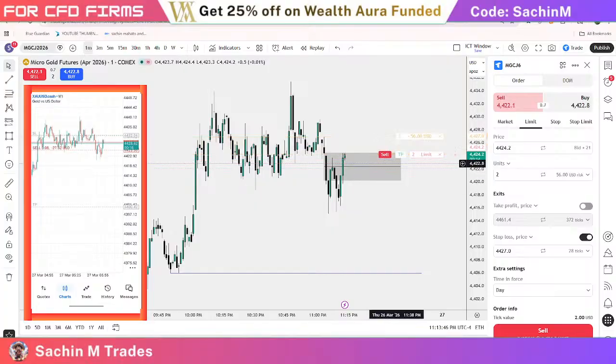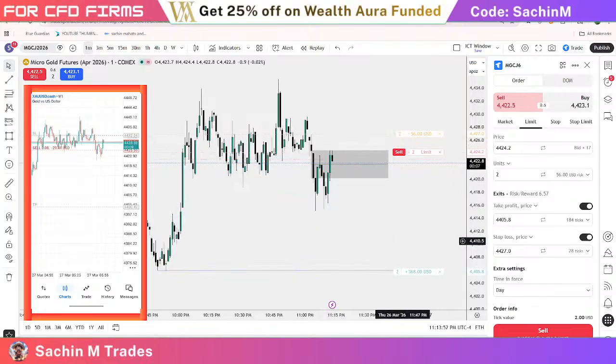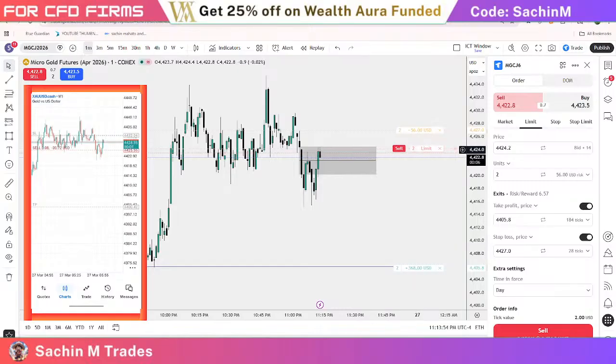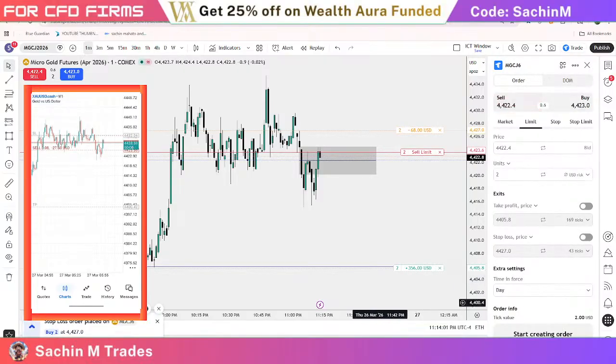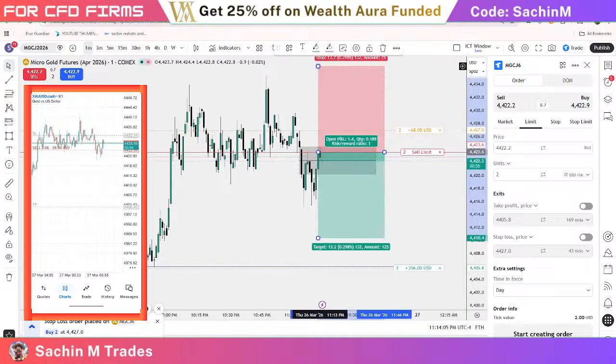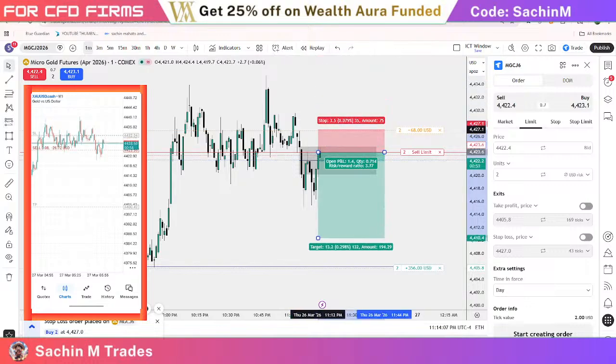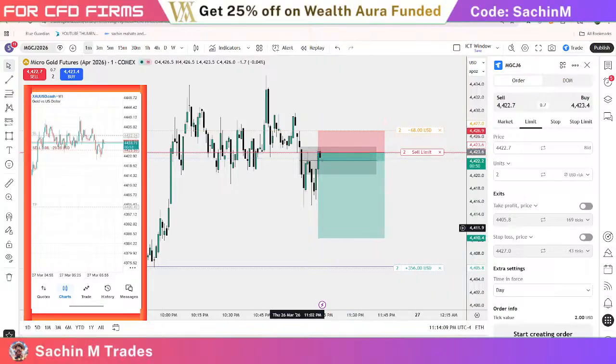But if we get a body candle close, let's sell. That will be $68 in loss. That's a minor loss. Let's see if we get triggered.